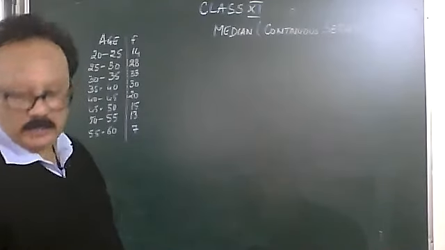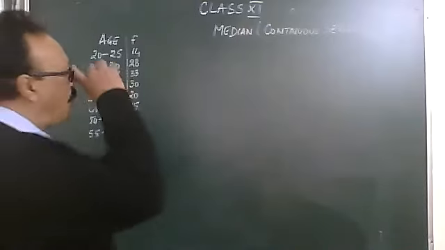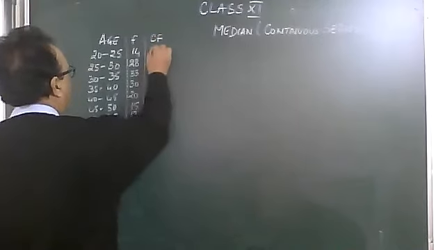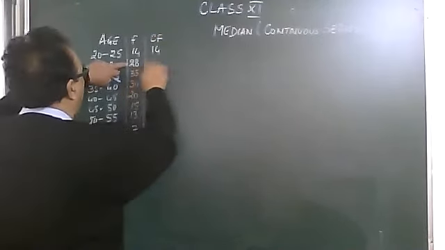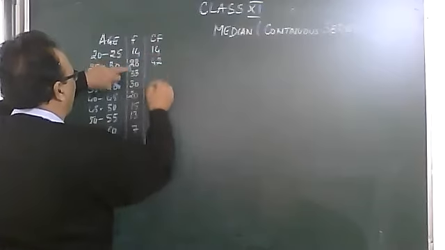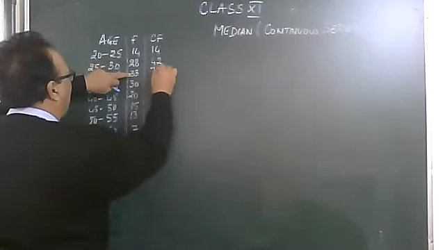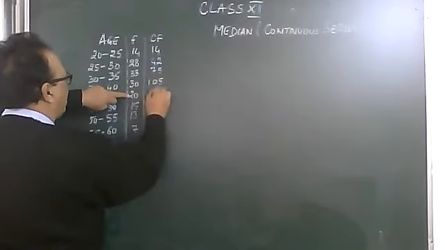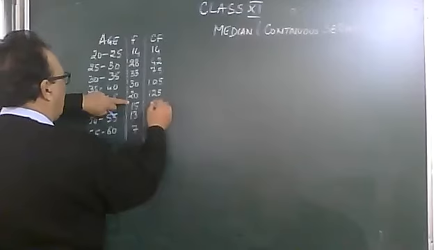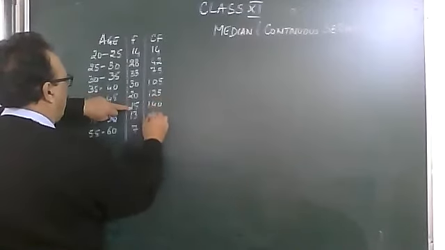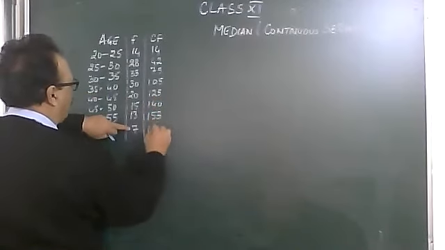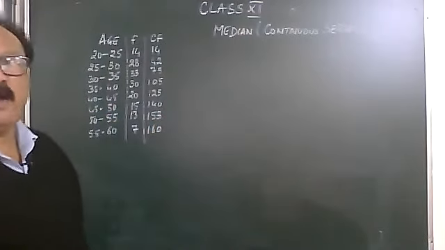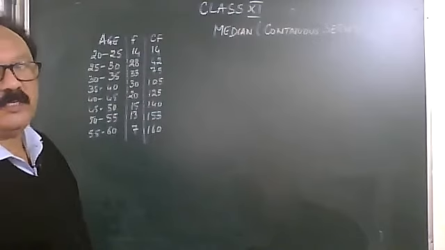Now, in the continuous series, the first thing that we do is find the CF, cumulative frequencies. 14 plus 28, 42. 42 and 33, 75. 75 and 30, 105. 105 and 20, 125. 114, 153, and 160. So we have the cumulative frequencies of the frequencies. That was the first step.